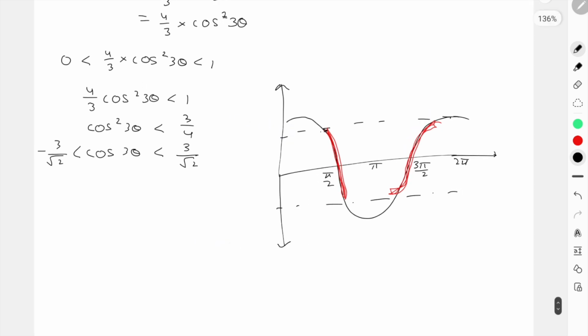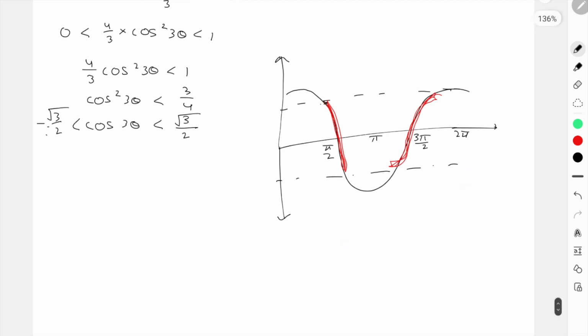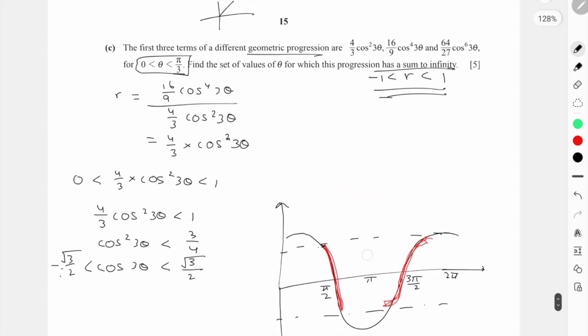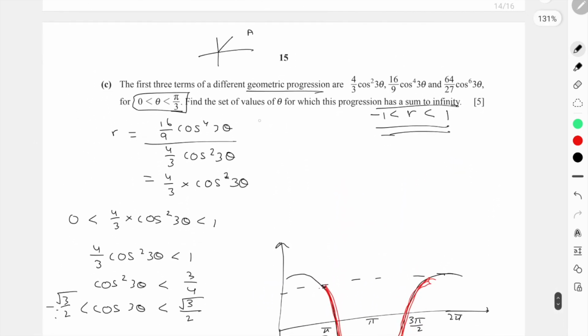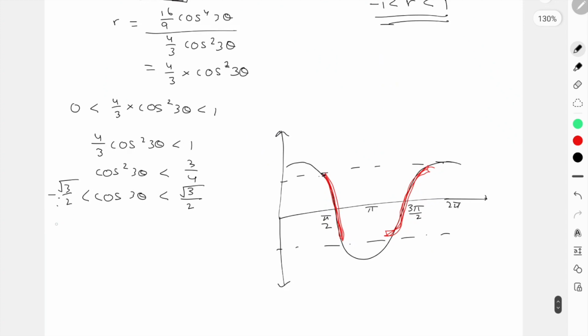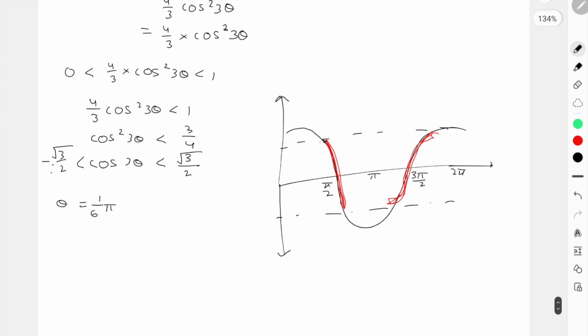Oh wait, when I was trying to put this into a calculator, I was getting the math error. My bad. This is not that, it's root 3 by 2. So root 3 divided by 2 will give you, so it's in radians, right? Yeah. So we get theta is basically 1 by 6 pi. And the other value is going to be this value, that's 5 pi by 6. And this is pi by 6.